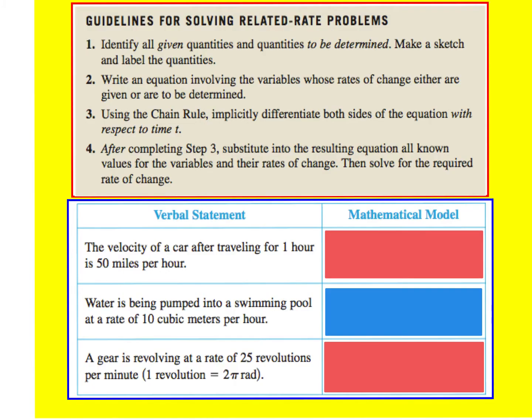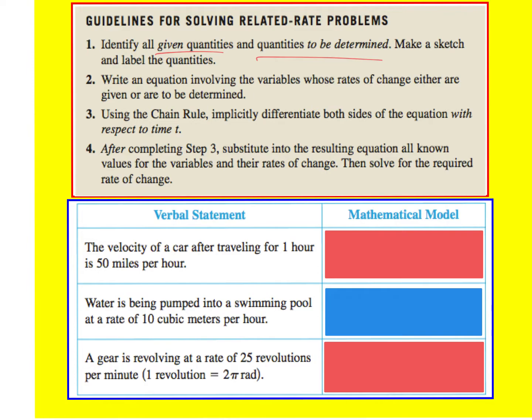All right. So there are some guidelines that I'd like to read before we start reading how to read these kinds of things. Ansley and Becca are going to tag team this one. Number 1: Identify all given quantities and quantities to be determined. Make a sketch and label the quantities. On the given quantities, say something equals that. On the quantities to be determined, I like to put whatever it is equals question mark. Number 2: Write an equation involving the variables whose rates of change either are given or are to be determined. So if it's an area equation, let's write the area equation and then go from there.